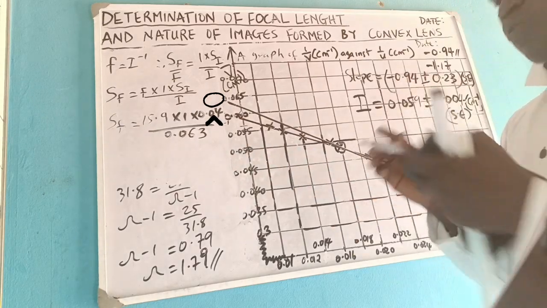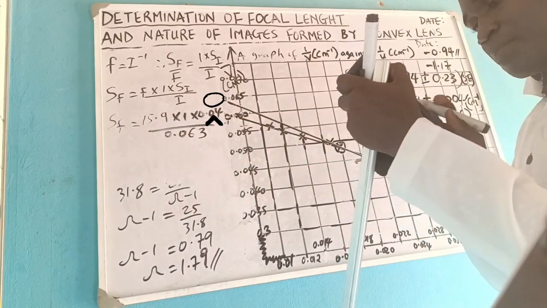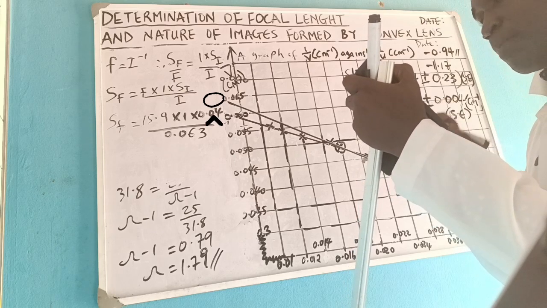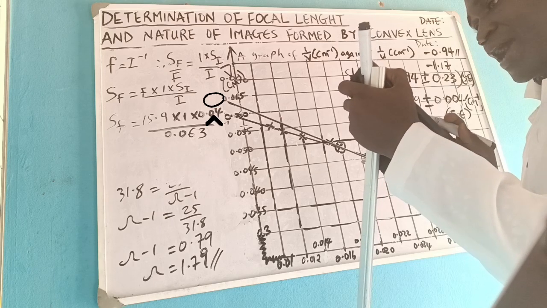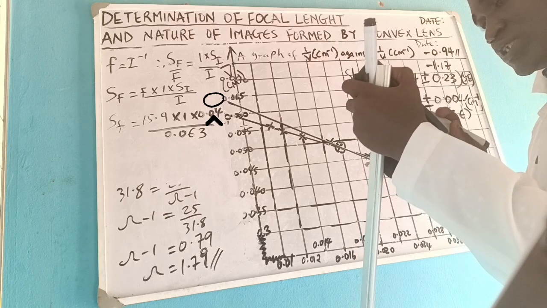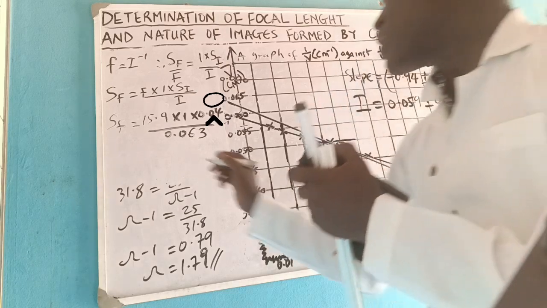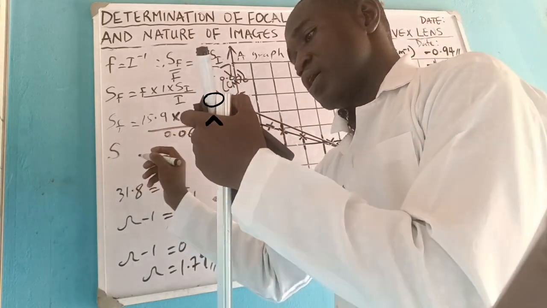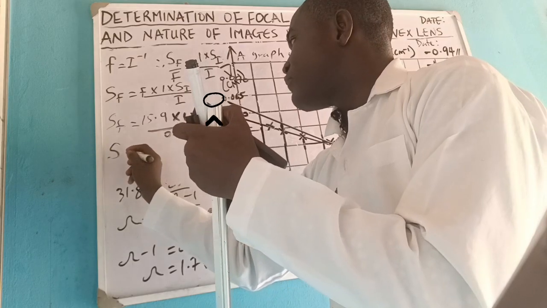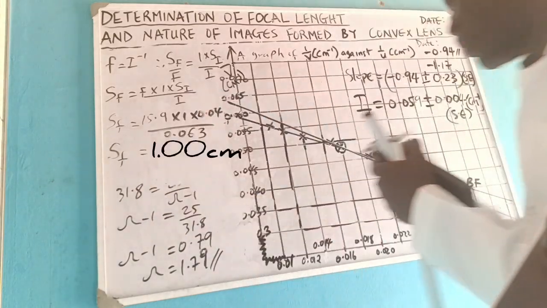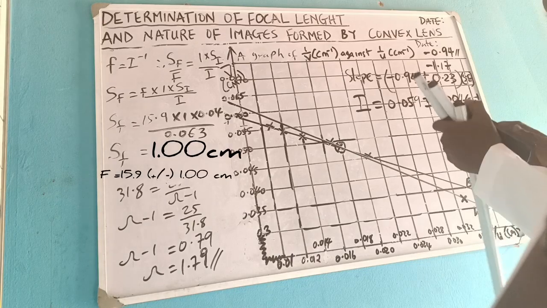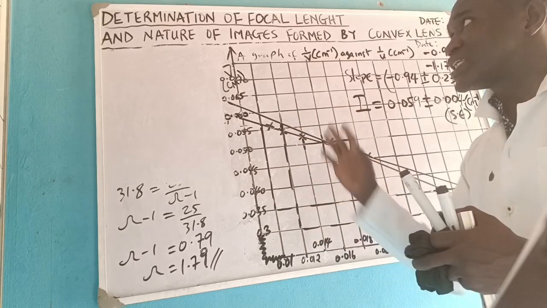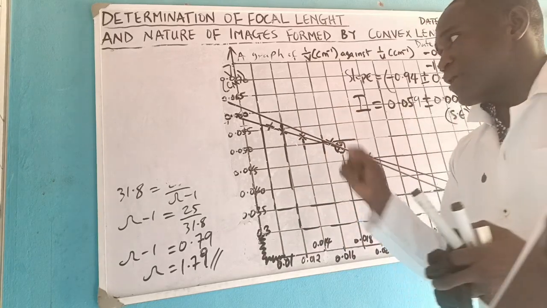Please watch it very well. Then you would write 15.9 times 1 times 0.04 divided by 0.063. That will be giving us the standard error in F. So that is how to conduct this experiment without touching apparatus.